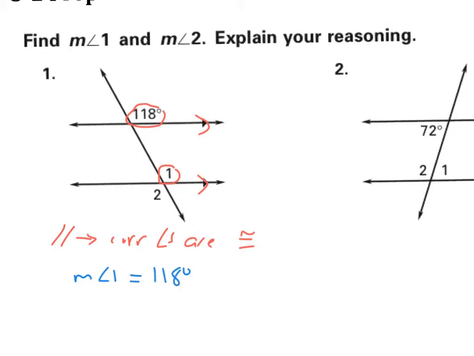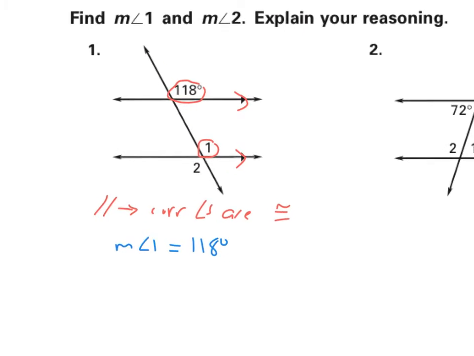And if you wanted to continue on, you notice here that you can state these two as vertical angles, or you could say that these two here are alternate exterior angles. So let's just go with that, since that's the section we're in. So alternate exterior angles are congruent because of the parallel lines. And there we go. So that means the measure of angle 2 is also 118 degrees.